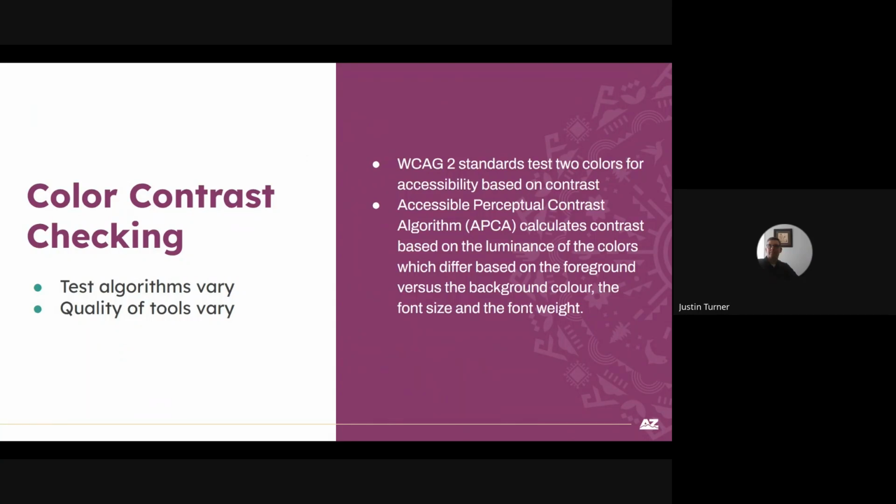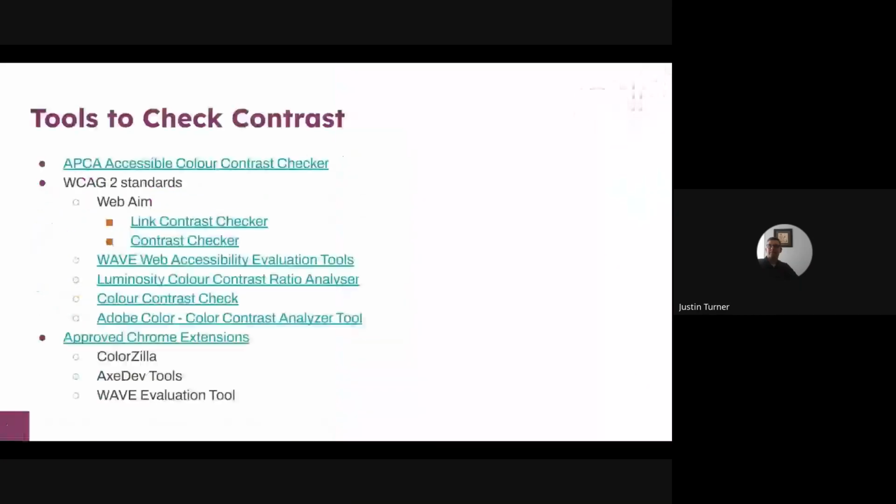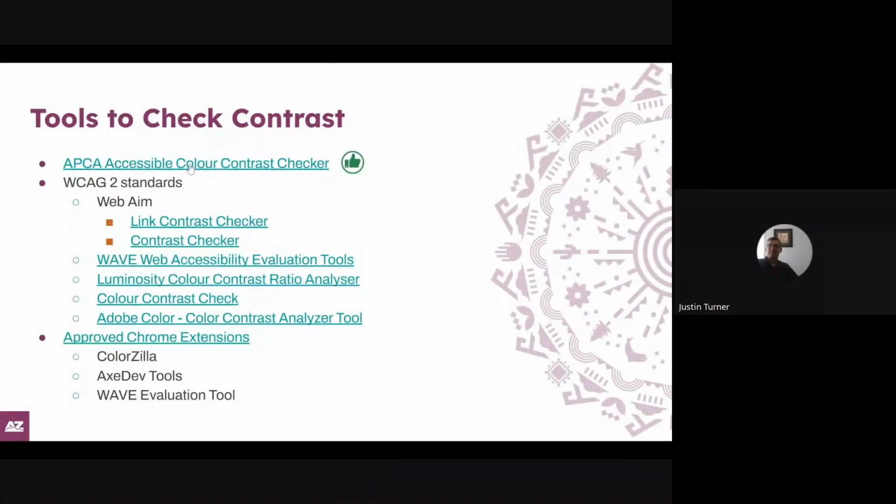The other disclaimer on color contrasting tools is that the quality of those tools varies widely. The one we most recommend is this very first link, the APCA tool. There are a couple of others that are fairly good. One of the problems with most color checkers, and I won't show it today because we're out of time, is that they are not looking at the source code for what color is actually being used, but instead they're doing a color analysis of what's displayed.